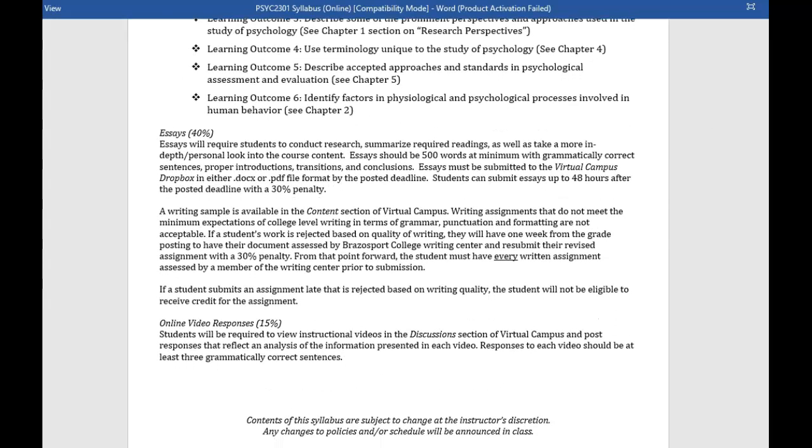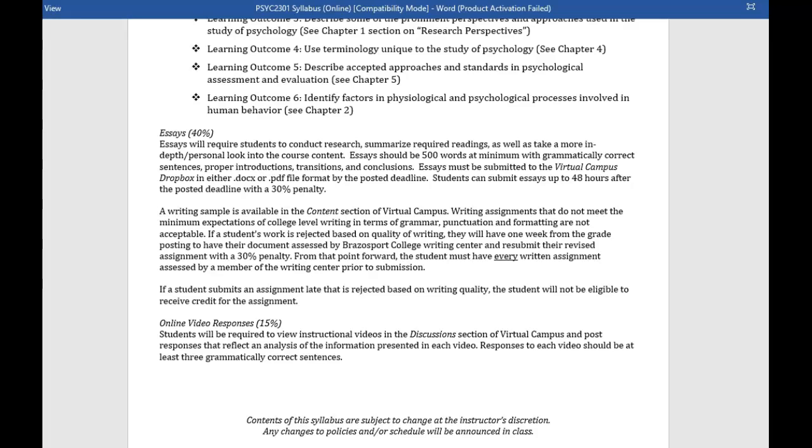This is also a writing intensive course. There will be 10 writing assignments that are attached to the syllabus. These writing assignments will vary. Some of them will involve conducting research. Some of them will require summarizing information from the textbooks, and some of these essays will require a more in-depth personal look into the course content.